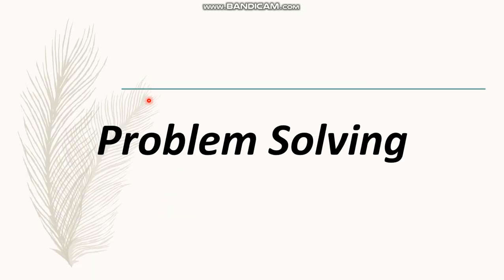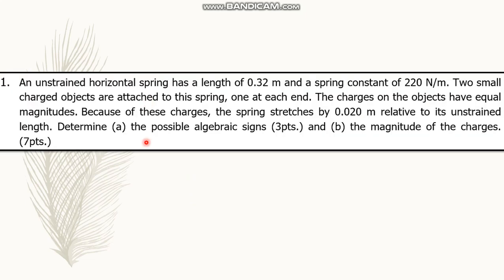Okay, so for the problem solving, number 1: an unstrained horizontal spring has a length of 0.32 meter and a spring constant of 220 newtons per meter. Two small charged objects are attached to this spring, one at each end. The charges on the objects have equal magnitudes. Because of these charges, the spring stretches by 0.02 meter relative to its unstrained length. Determine the possible algebraic signs and the magnitude of the charges.